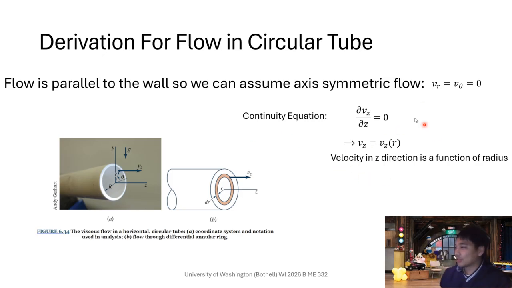All right, so for this, we are assuming the velocity in the radius and theta directions is equal to 0. In the continuity equation, we have the derivative of Vz with respect to z equal to 0. And here, we are taking Vz as a function of r. The velocity in the z direction is a function of radius.